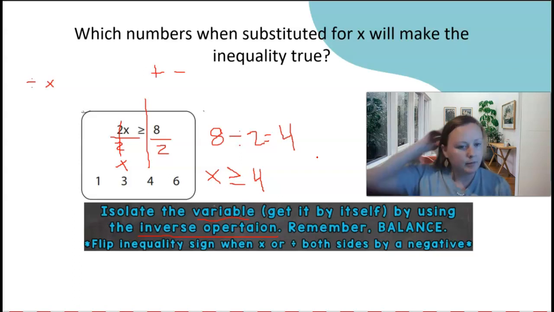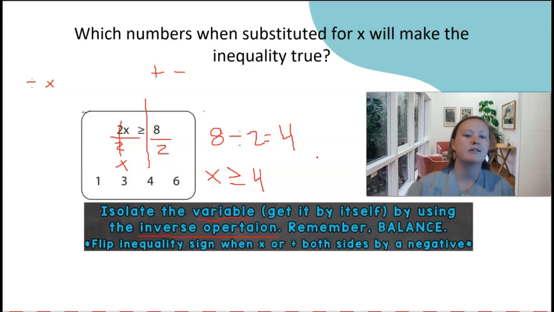So now I'm looking at these numbers, 1, 3, 4, and 6. Which numbers can I put where X is for it to be true? Well, let's see if I can put 1 there. 1 is greater than or equal to 4. Is 1 greater than 4? No, 1 is not bigger than 4. That doesn't work. Let's try 3.